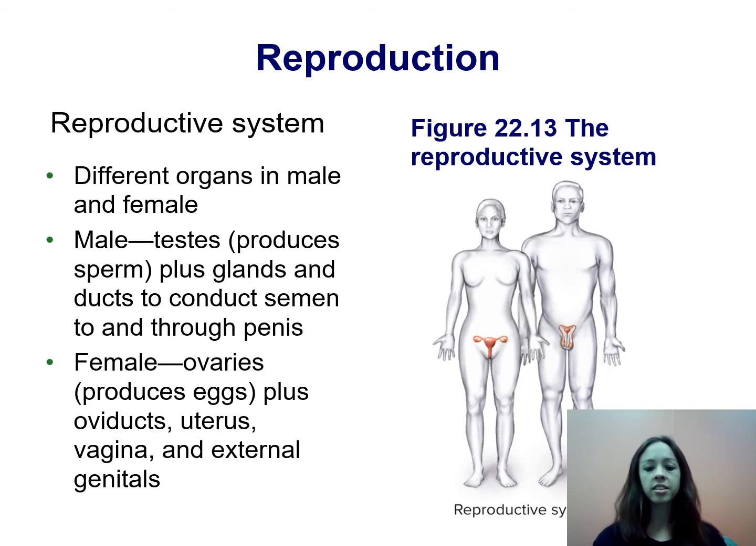The other organs in the female reproductive system are more complex than the male's, including the oviducts, uterus, and vagina. These organs are responsible for providing a safe place for the embryo to grow into a baby. The other organs in the male reproductive system include glands and ducts, where the semen can travel to and through the penis.